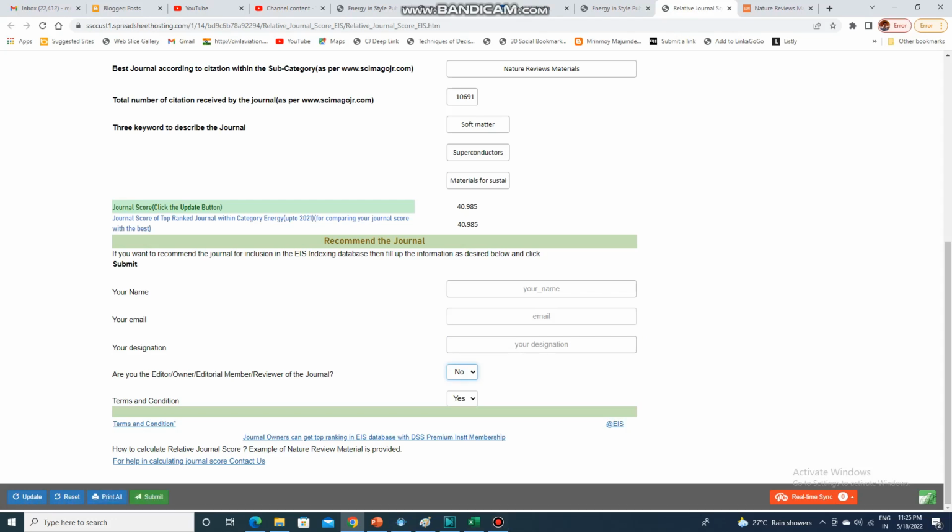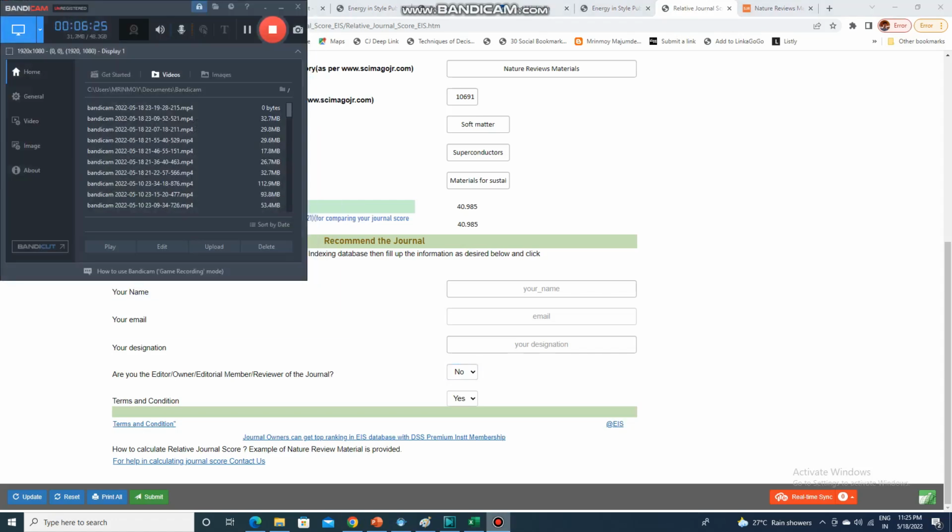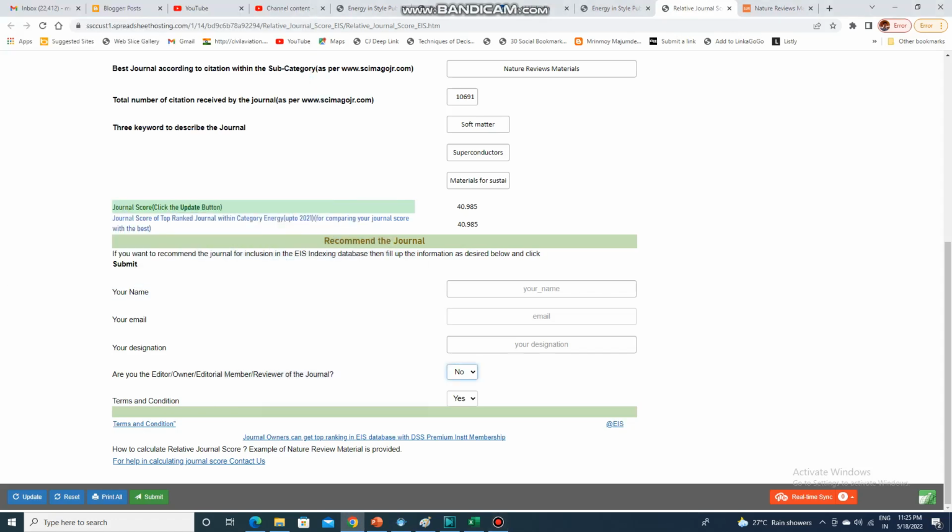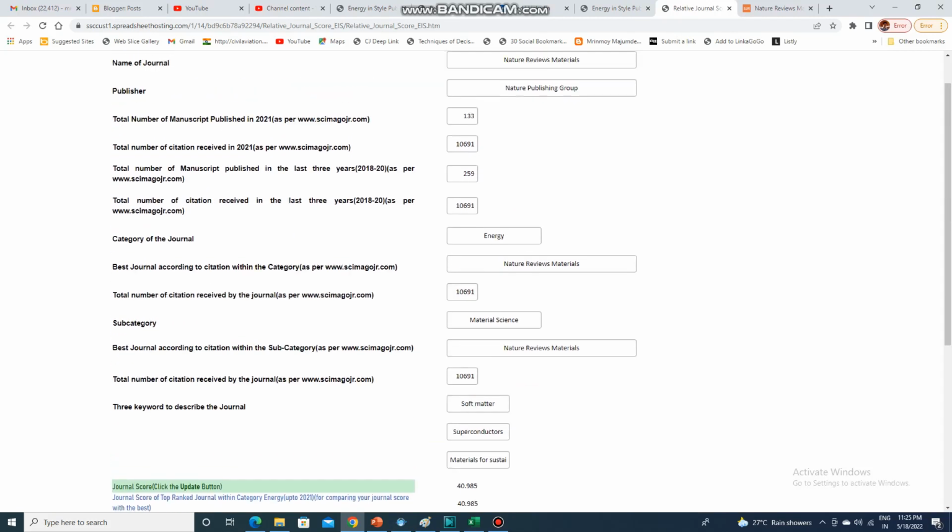So what will happen is, once you submit it, Energy in Style will review your recommendation, and if they think that yes, it is a very recommendable journal and can be included in their database, they will include the journal in their EIS database of journals.